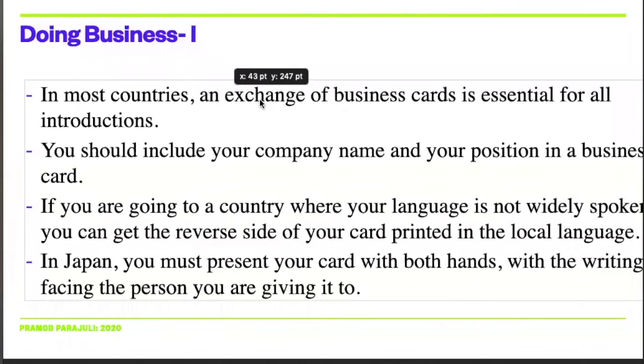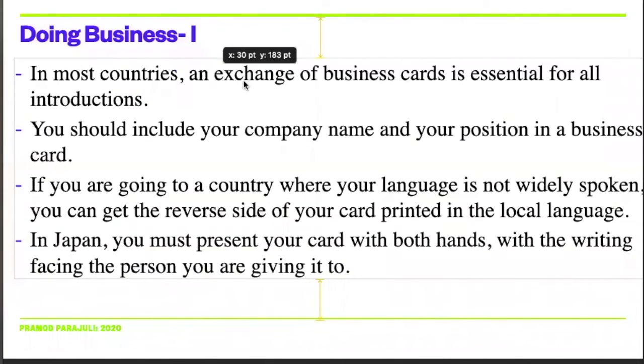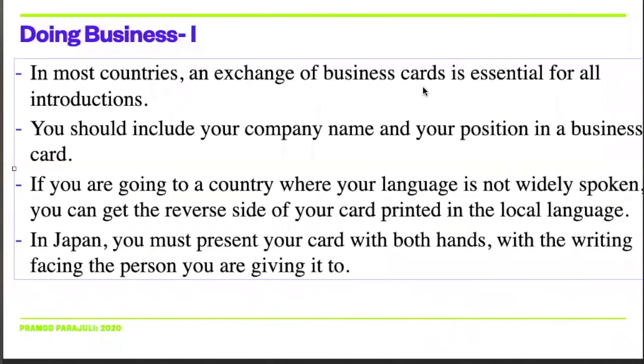Doing business. In most countries, an exchange of business cards is essential for all introductions. Exchange, what does it mean? Giving and taking of business cards is essential. It's important for all introductions. It means, suppose you are a businessman. You are having a business meeting with somebody else, another business person. So at that time, you have to exchange your visiting cards, business cards.